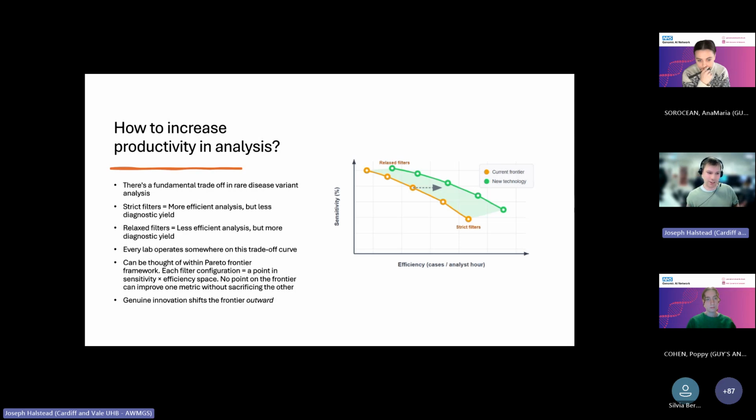So each configuration is kind of a point in this space. But the idea is if you introduce a new technology, you can move this frontier outwards and basically get a test that's more sensitive and more efficient. So a lot of this presentation is going to be about how we can apply AI technology to move this frontier to have a more efficient and more sensitive test, which is what we want, because just moving along that current line is just dealing with an inherent trade-off rather than actually innovating.